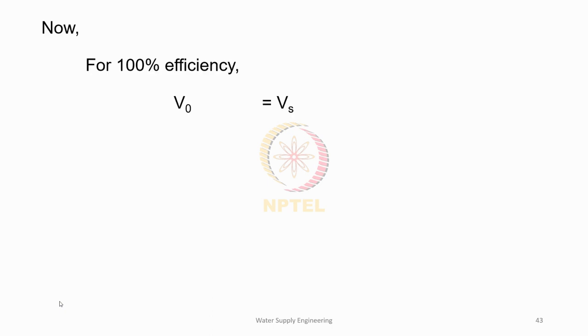Right. So here we are asked for 100 percent efficiency. For 100 percent efficiency, VO should be equal to VS. That is, our overflow rate should be equal to settling velocity. So that will be VO equal to rho W into g into (S minus 1) d square by 18 mu. Now we know the value of overflow rate from the previous question.